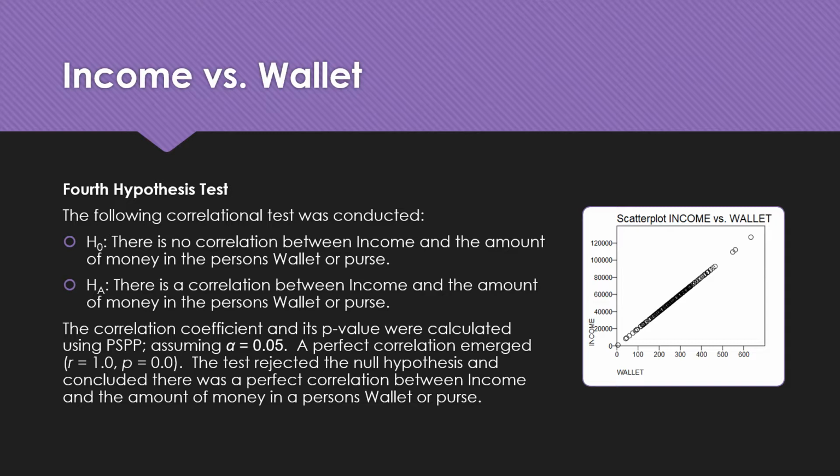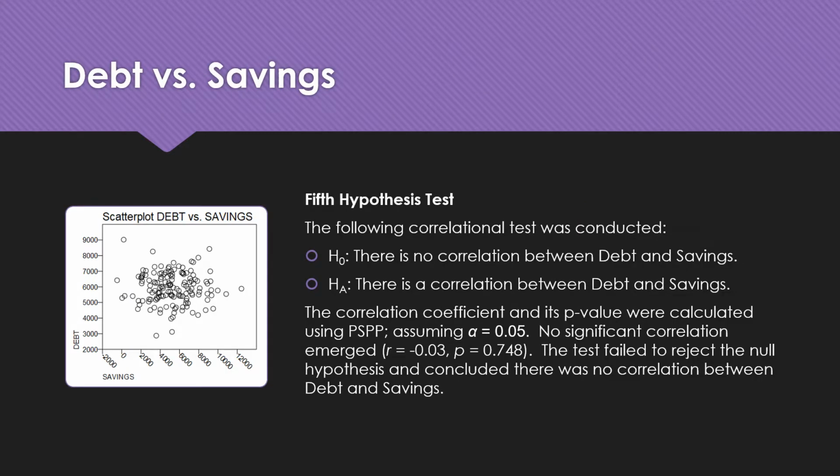So our R was 1 with a P of 0. This was a perfect correlation, a 1-to-1 correlation of income versus the amount of money someone might carry. Our fifth test, we looked at a person's debt versus their savings.